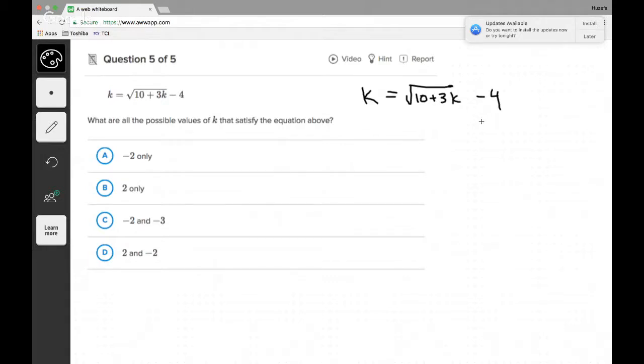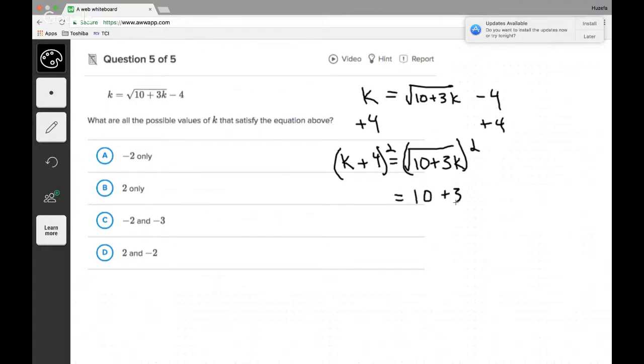Let's isolate the radical, meaning move the 4 over. That's our first step. And now we have k plus 4 equals the square root of 10 plus 3k. Always isolate this so then we can square nice and easily and remove it. Okay, so we have to square this side and this side. This magically gets rid of the square root. We're just left with 10 plus 3k, and that's cool.